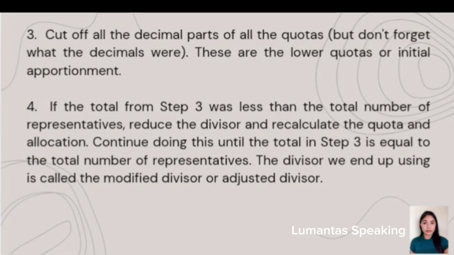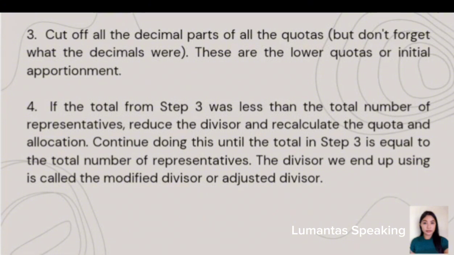The rationale behind cutting off the decimals is to provide a more tangible number of representatives that can be assigned, since you cannot have a fraction of a representative. This step simplifies the allocation. However, it's essential to remember the decimal values because they are the key to understanding why certain adjustments might need to be made later in the process. This is the last step of Jefferson's method.